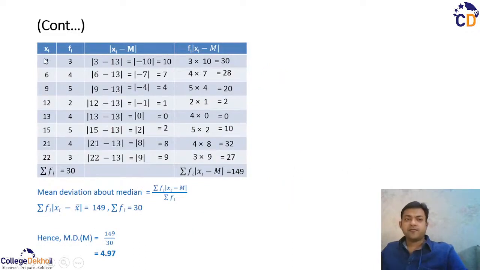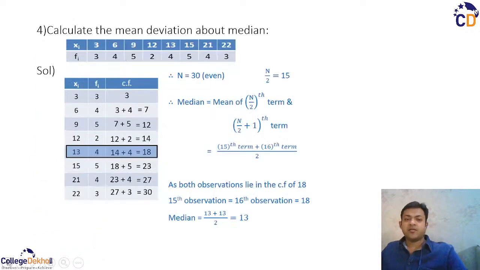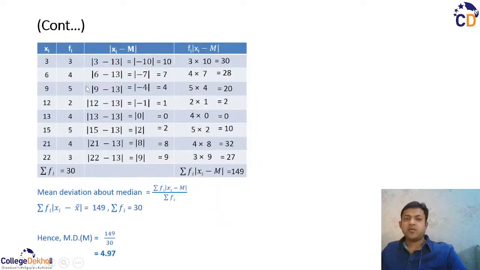So now we have the values of x in column 1 and the value of frequency in column 2. The third column would be the value of x minus the value of median. If you remember, our median was 13. So once we know the median, we need to subtract 13 from each and every one of the values of x. So 3 minus 13, 6 minus 13, 9 minus 13, and so on.